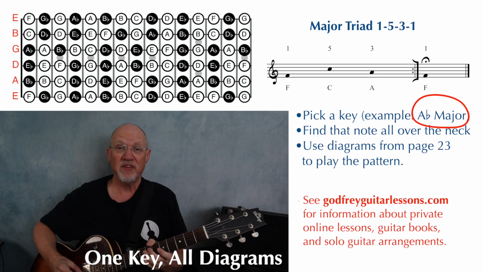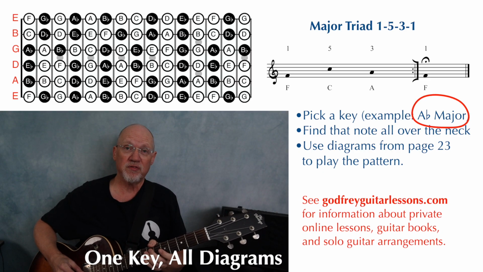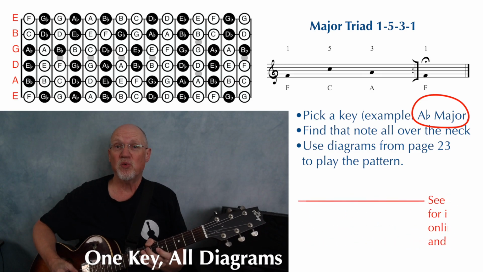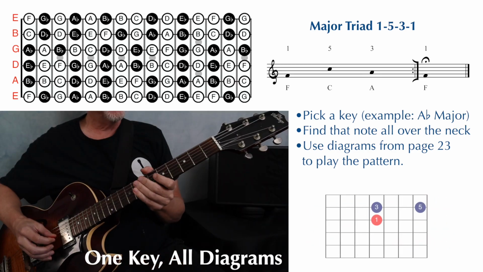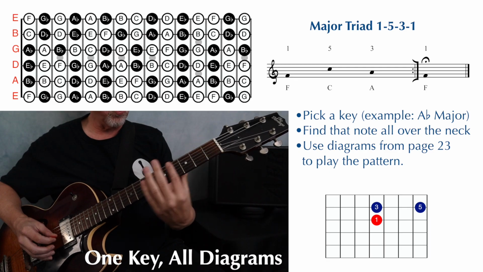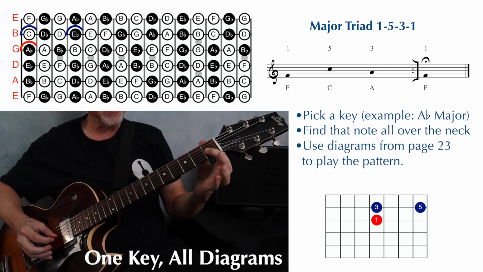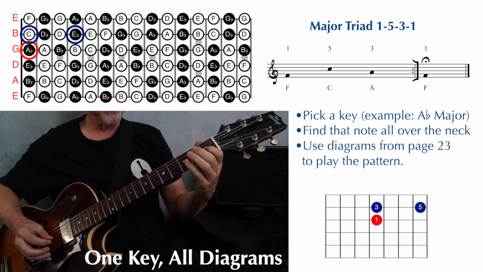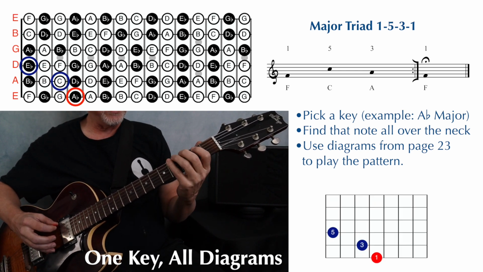Next, we pick a starting note. Let's use A flat this time. Find that A flat all over the fretboard. You can choose another note if you like, but use the diagrams from page 23 and play this pattern. Again, I'm going to start at the end of the fretboard and work my way up the neck. We have an A flat right here at the first fret. So scale degree 1, 5, 3, and 1. Low A flat, 1, 5, 3, 1.